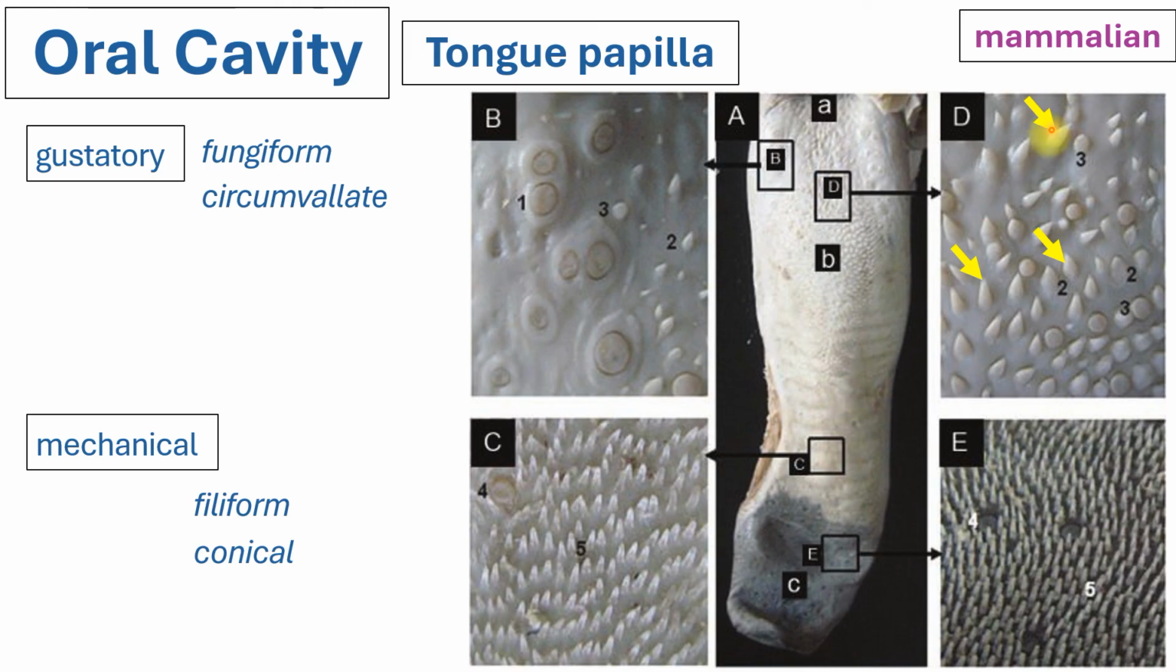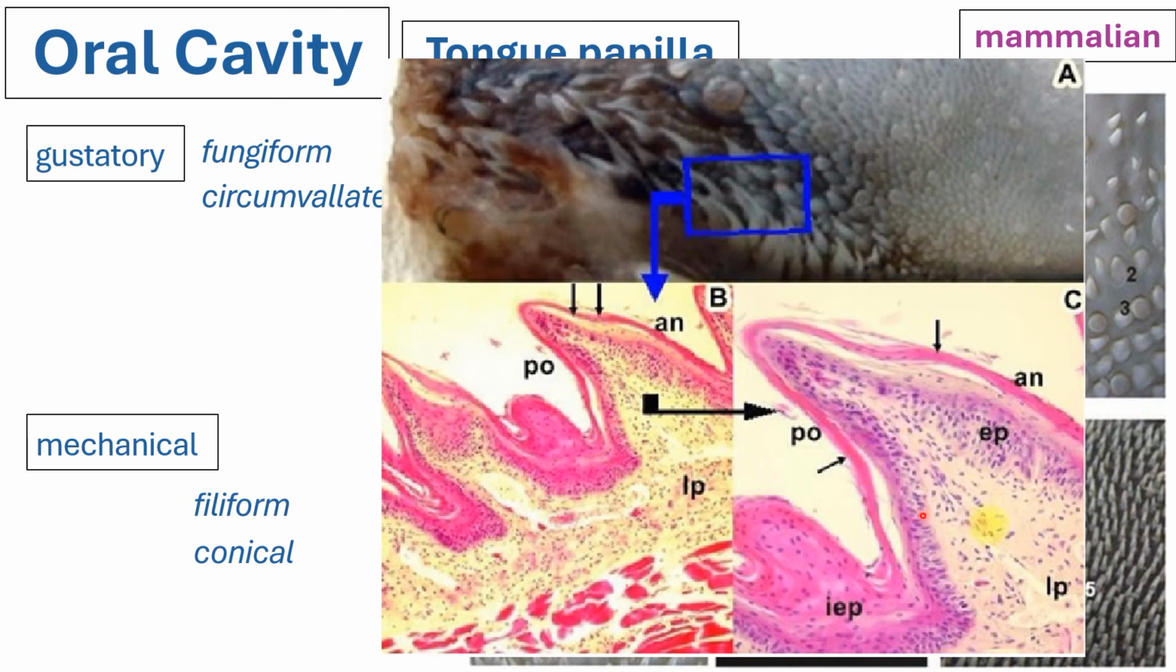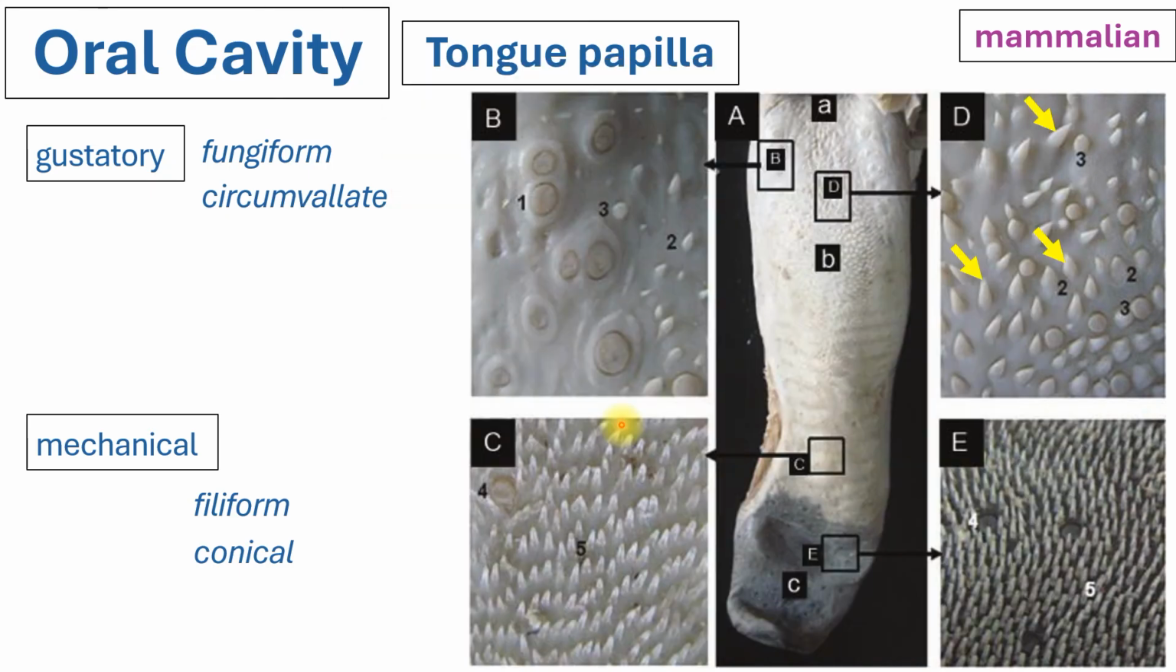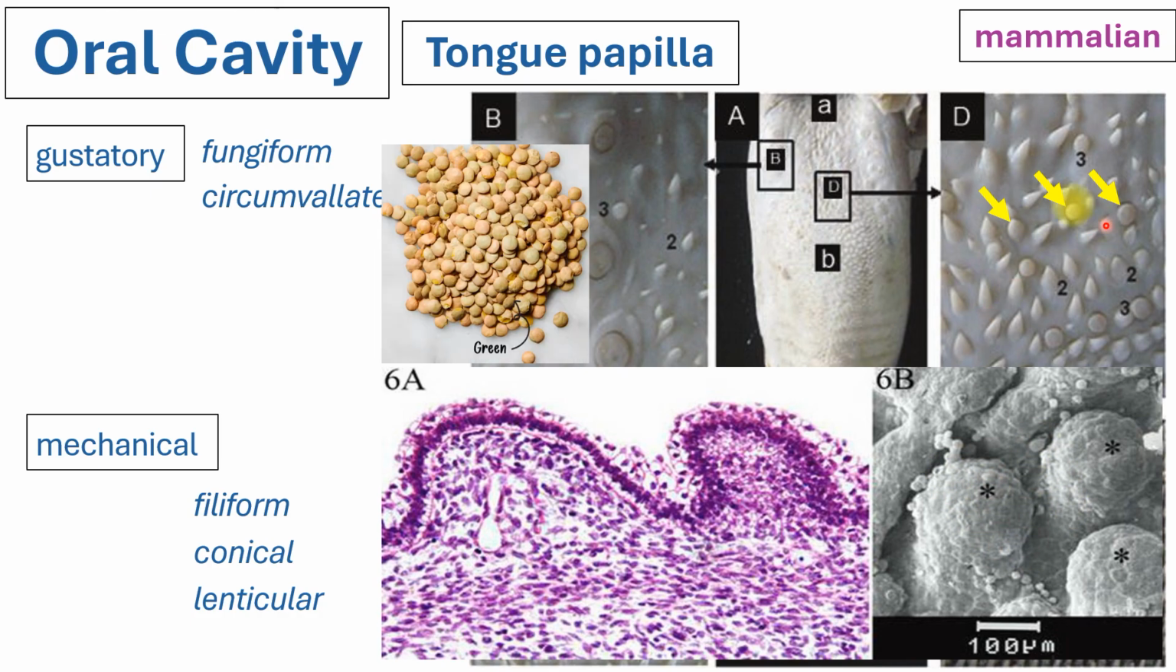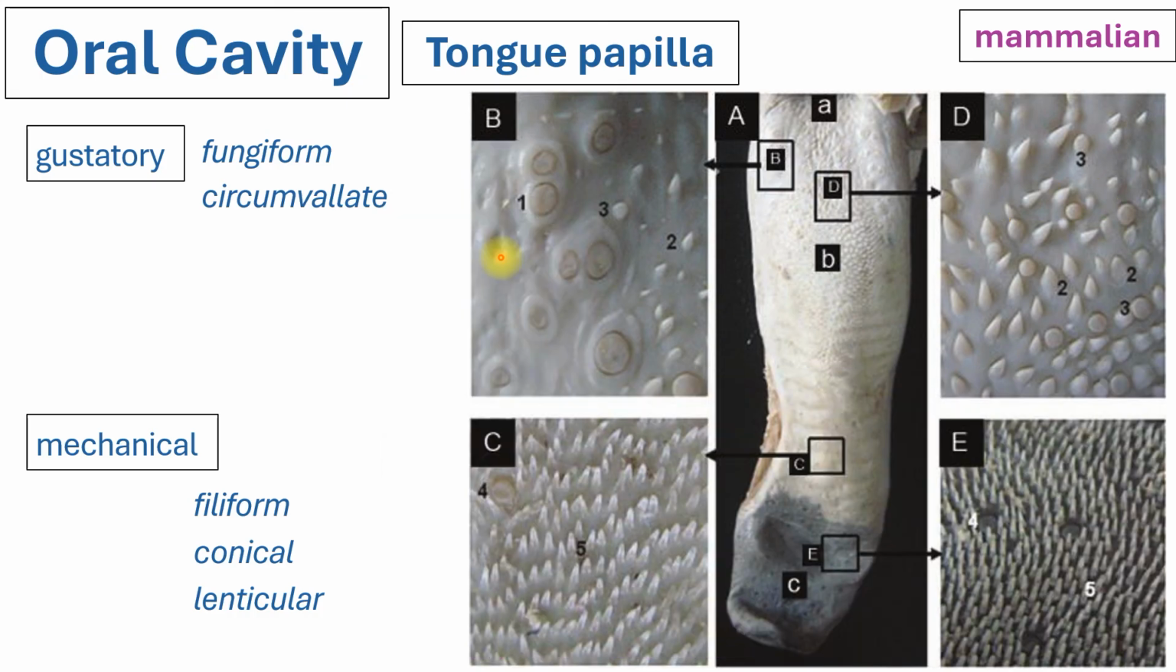Finally, you would also have your conical papilla here, which is relatively larger and plumper than your filiform papilla. Okay, so these are your conical papilla. And then we have our lenticular papilla, this one, which looks like this under the scanning electron microscope. They are called lenticular because they resemble lentils, or a type of bean. So that's why it's called lenticular.